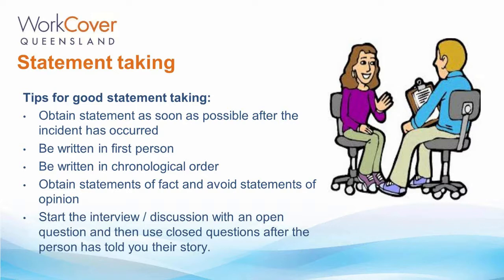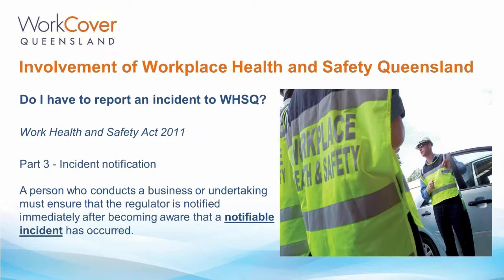The next topic to cover is the involvement of Workplace Health and Safety Queensland following an incident at work. An injuries claim to WorkCover Queensland is not the same as notifying Workplace Health and Safety Queensland that a work incident has occurred. WorkCover Queensland has a different role to play from Workplace Health and Safety Queensland following an incident. Workplace Health and Safety Queensland investigates the cause of the incident, while WorkCover Queensland provides financial compensation to people injured in the course of their employment. No doubt a question on the employee's mind is whether or not they are required to notify Workplace Health and Safety Queensland of an incident.